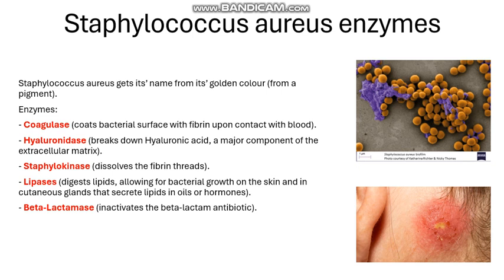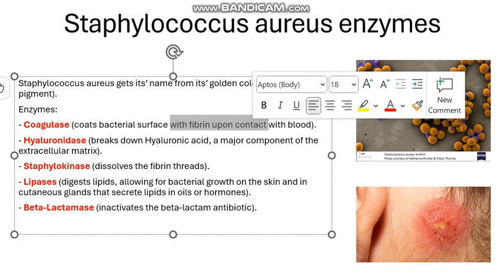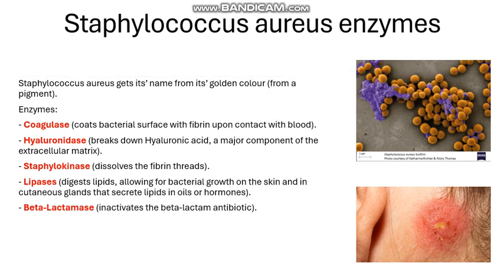Hyaluronidase, which breaks down hyaluronic acid, which is a major component of the extracellular matrix, which allows the Staphylococcus aureus to proliferate within our body. They are able to produce staphylokinase, which is an enzyme that produces these fibrin threads that Staphylococcus uses to kind of latch itself to our blood cells.